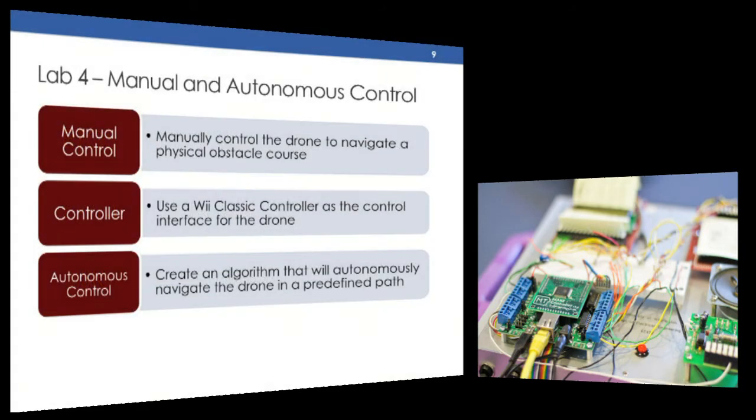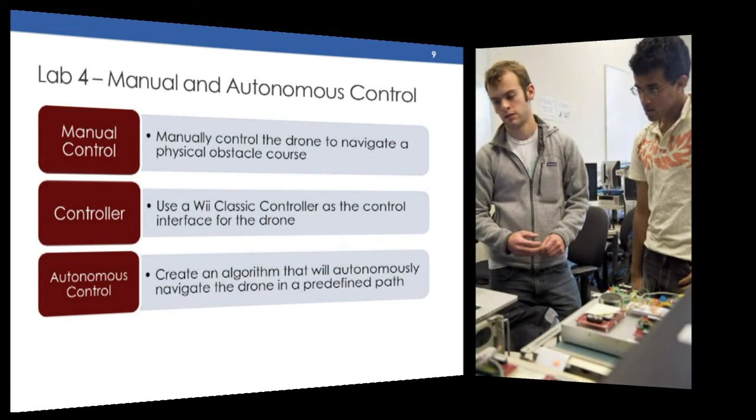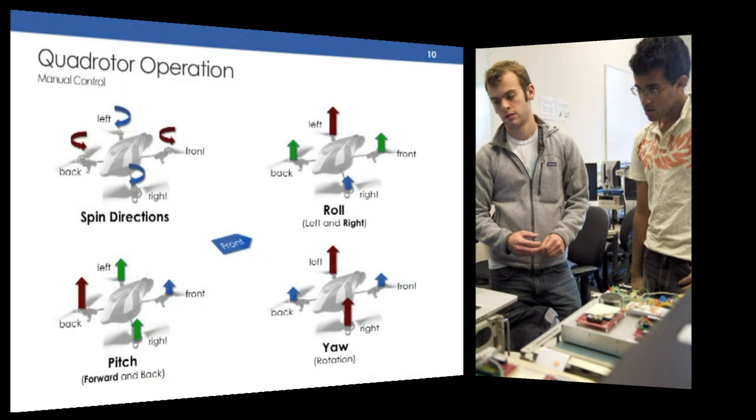So the lab that's still left is the 4th lab, and it's basically manual and autonomous control of the drone. For that, we still have to implement the manual control stage. We have to build a better controller, then implement some algorithms for autonomous control. And so let's look at the manual control portion.